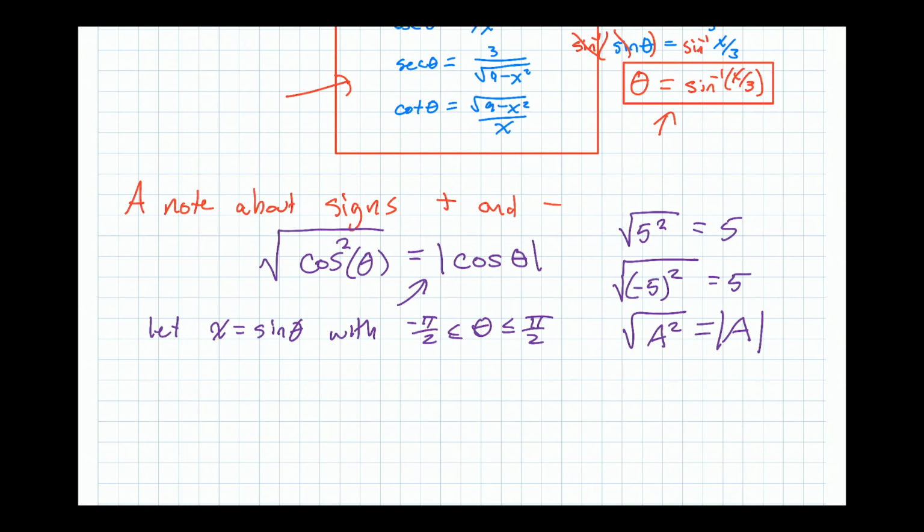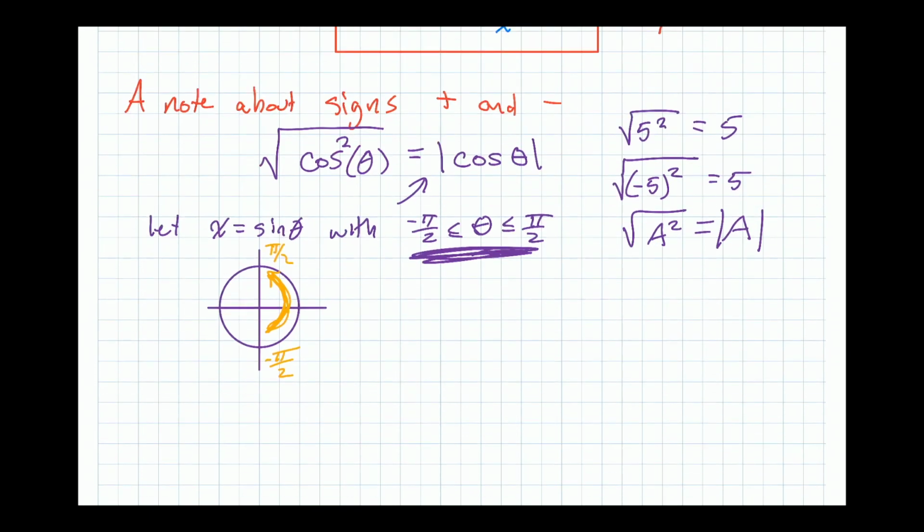They'll say something like this, and you'll be going, oh, well, why are we doing that? Why do we have negative pi over 2 to positive pi over 2? Well, the reason is that on the unit circle, that is this section right here, right? Pi over 2 is straight up, negative pi over 2 is straight down, and on that half of the unit circle, cosine theta is positive or 0.